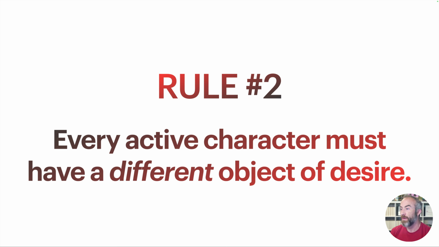Rule number 2, every active character must have a different object of desire. If you have multiple characters with the exact same object of desire on all 3 of those scales, you either need to cut one of the characters or change their objects of desire.